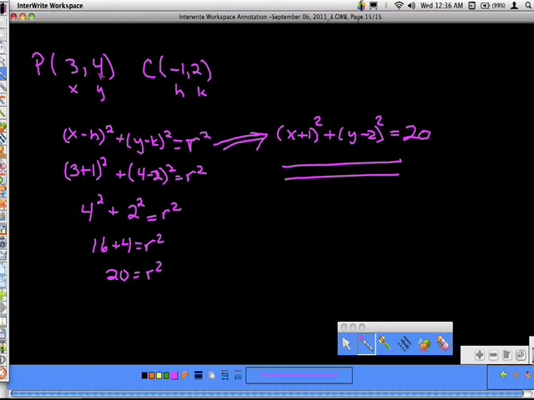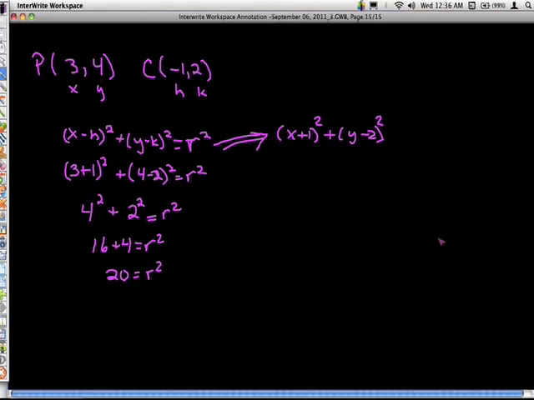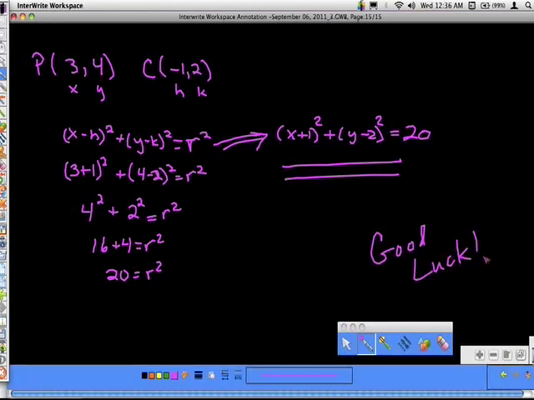So use this in some of your application problems in 1-2, and that should take you through that section. So good luck with that.